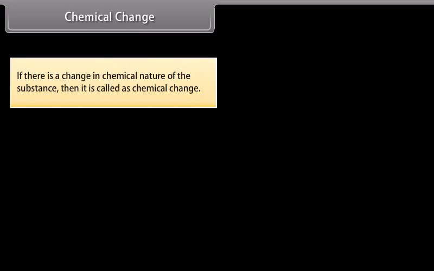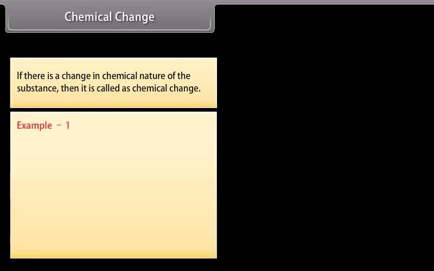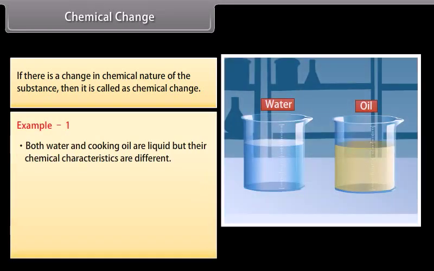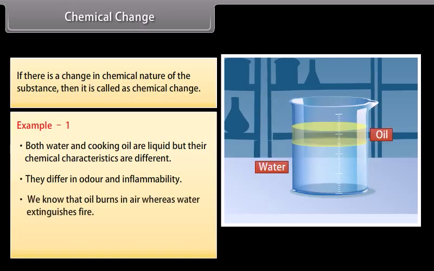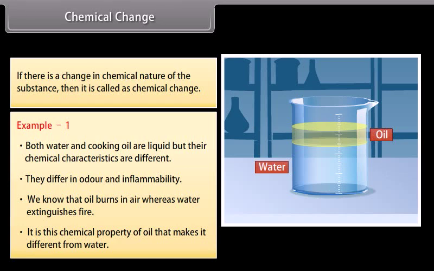Chemical change. If there is a change in the chemical nature of the substance, then it is called a chemical change. Example 1. Both water and cooking oil are liquid, but their chemical characteristics are different. They differ in odor and inflammability. We know that oil burns in air, whereas water extinguishes fire. It is the chemical property of oil that makes it different from water.